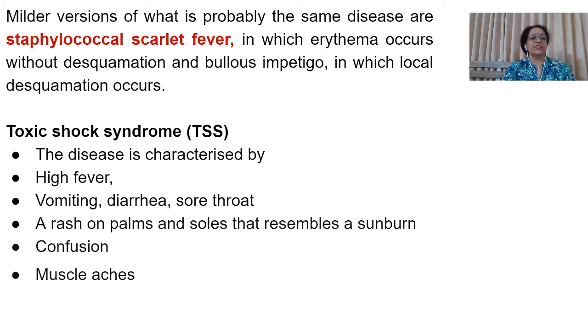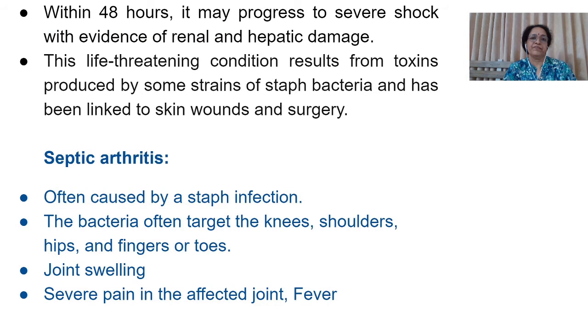In case of toxic shock syndrome, we have to consider some other symptoms including high fever, vomiting, diarrhea, sore throat, as well as a rash on palms and soles. This resembles sunburn. There is confusion as well as muscle ache-like symptoms observed during TSS. Within 48 hours, this disease may progress to severe shock, with evidence of renal and hepatic damage. So, it is life-threatening in such a situation.